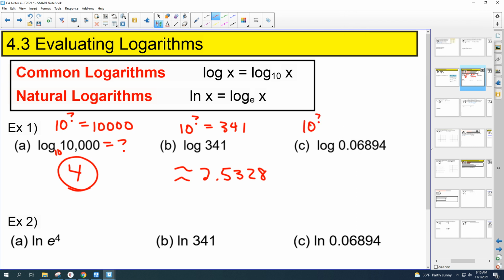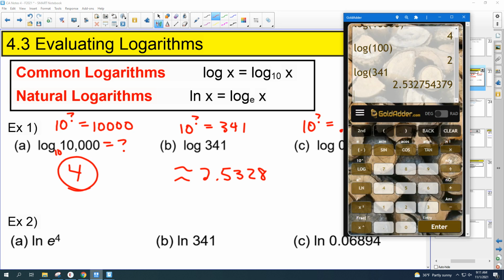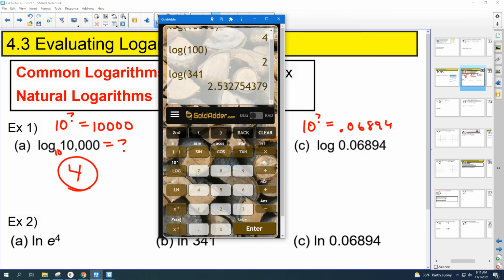Next one. What exponent makes 0.06894? That's a tough one. Does anybody know? Can anybody put it between 2 numbers? Well, it's kind of tough, I guess. Lucky for us, we don't need to know this one in our head. Log 0.06894. It's going to be a negative, negative 1.1615.